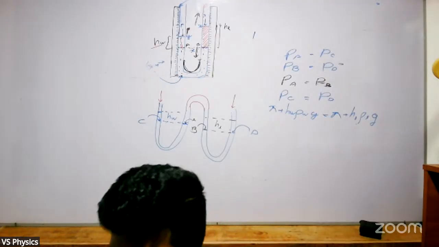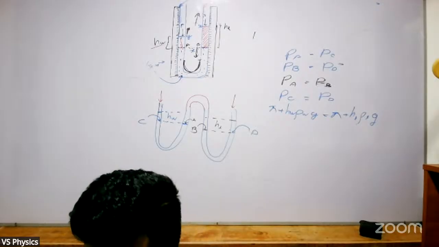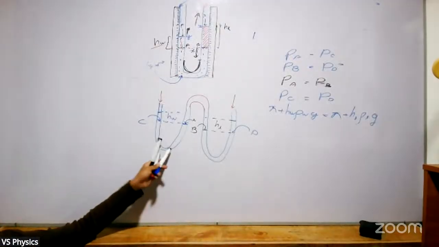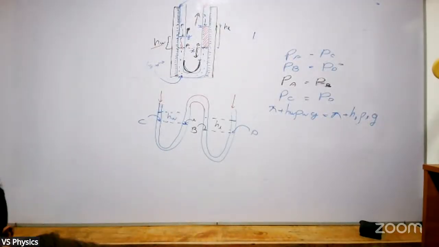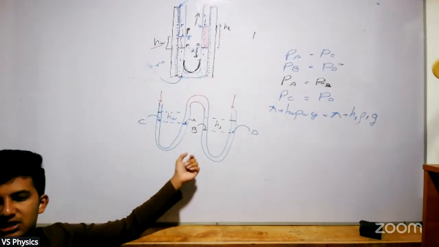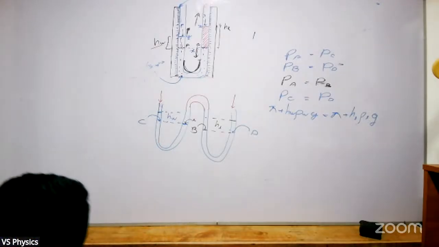Can you explain the last part again? The question is in order to find the density of a miscible liquid.